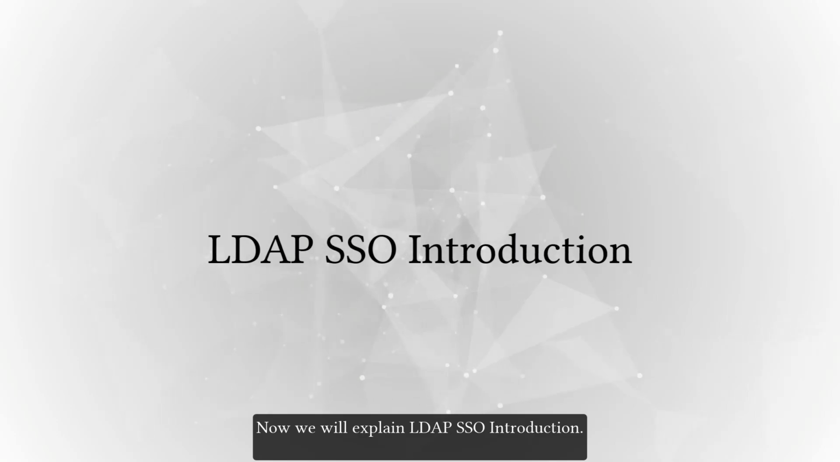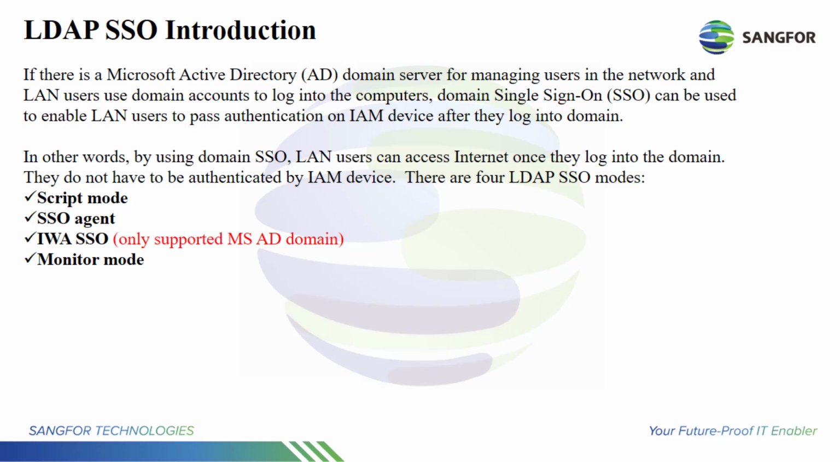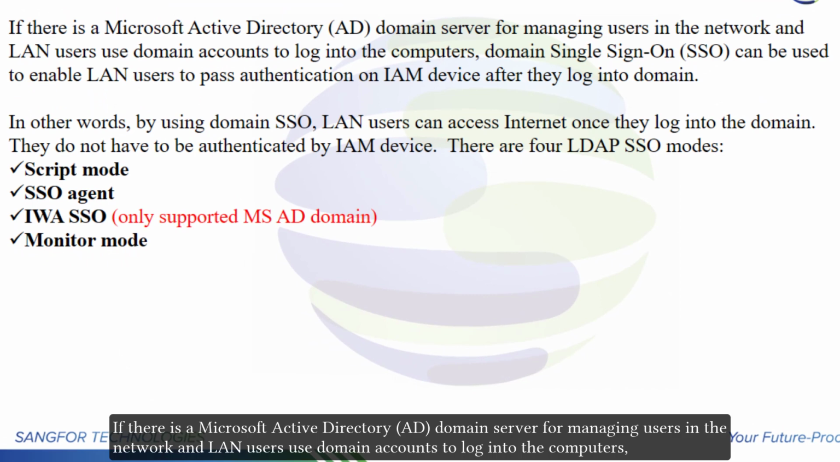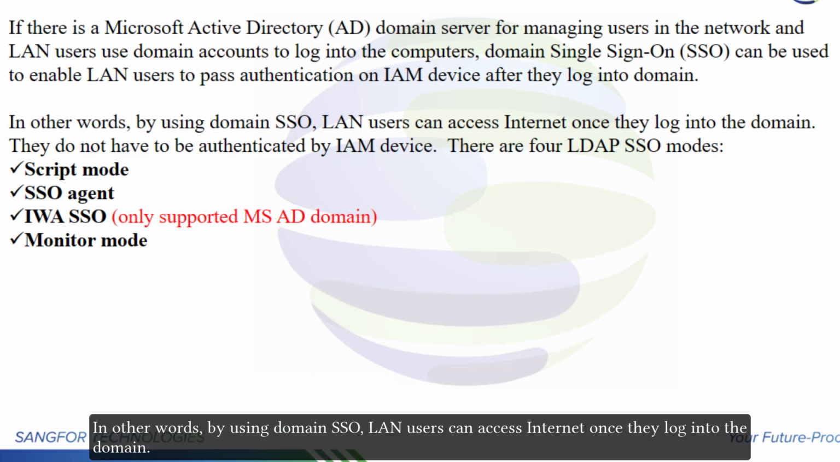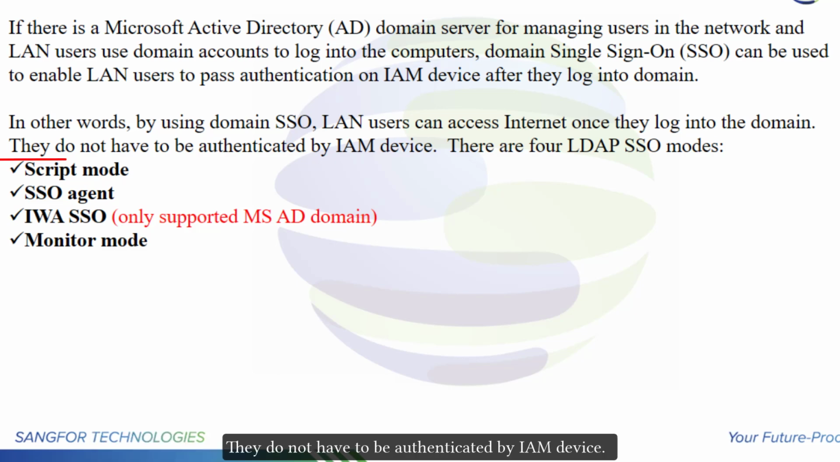Now we will explain the DAP SSO introduction. If there is a Microsoft Active Directory (AD) domain server for managing users in the network and LAN users use domain accounts to log into the computers, Domain Single Sign-On (SSO) can be used to enable LAN users to pass authentication on IAM device after they log into domain. In other words, by using domain SSO, LAN users can access internet once they log into the domain. They do not have to be authenticated by IAM device.